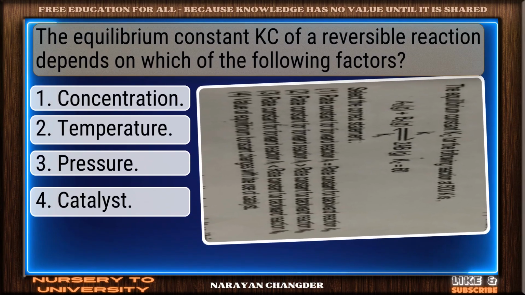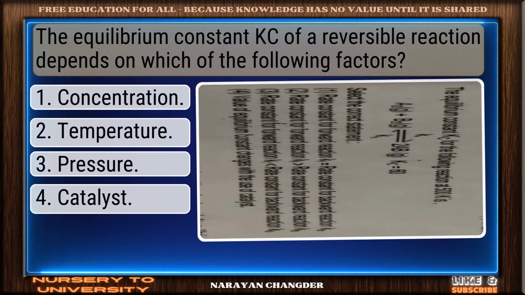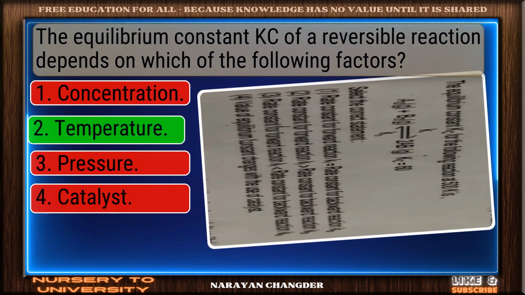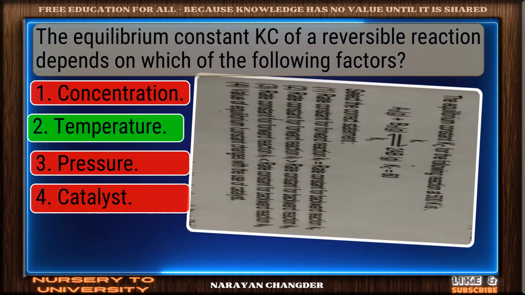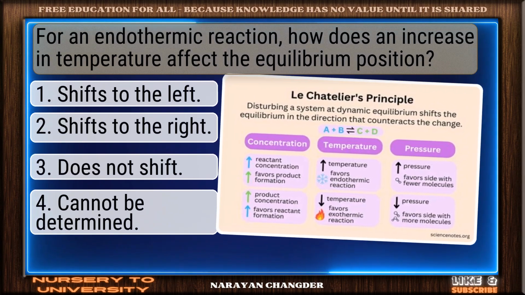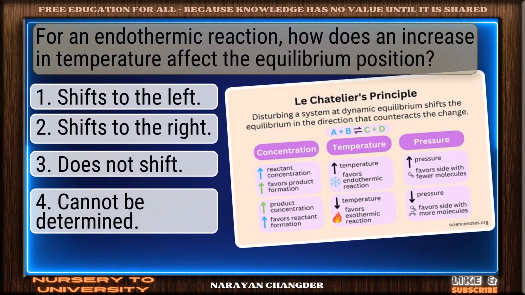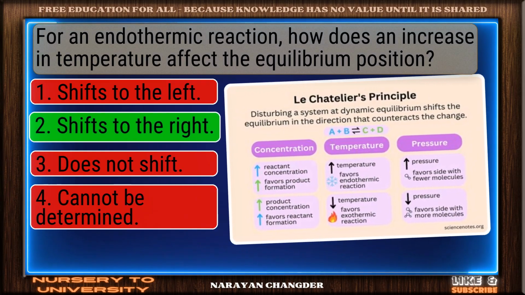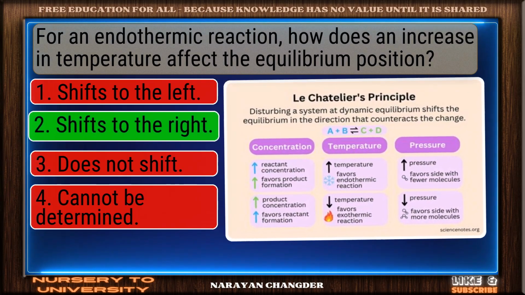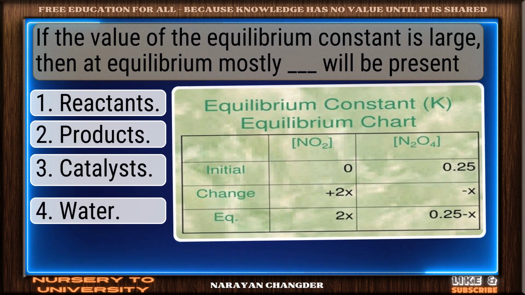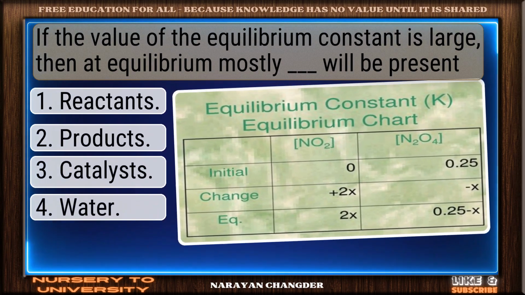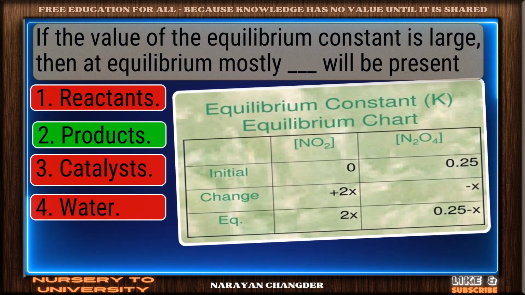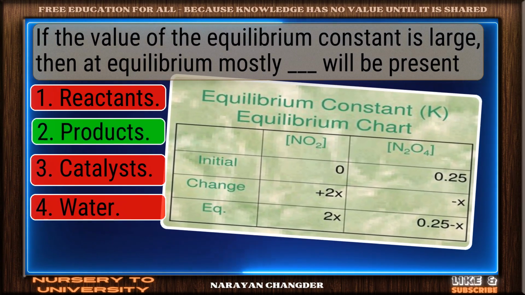The equilibrium constant Kc of a reversible reaction depends on which of the following factors? Correct. Temperature is the right answer. For an endothermic reaction, how does an increase in temperature affect the equilibrium position? Great job. Shifts to the right is the accurate answer. If the value of the equilibrium constant is large, then at equilibrium mostly dash will be present. Well picked. Products is the correct answer.